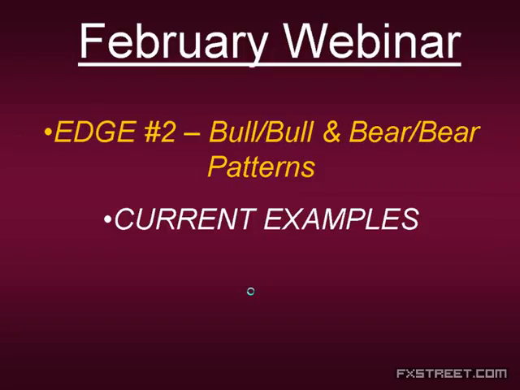In our next webinar in February, I believe in about another month from now, I'll give part 2 of this presentation. This is our second best edge. These are bull-bull, bear-bear patterns. They use candlesticks as well, but I'm going to show you another pattern which I believe is an even higher probability pattern for finding the trend. That will be in next month's presentation. This is edge number 2, and I'll show you current examples using those as well.